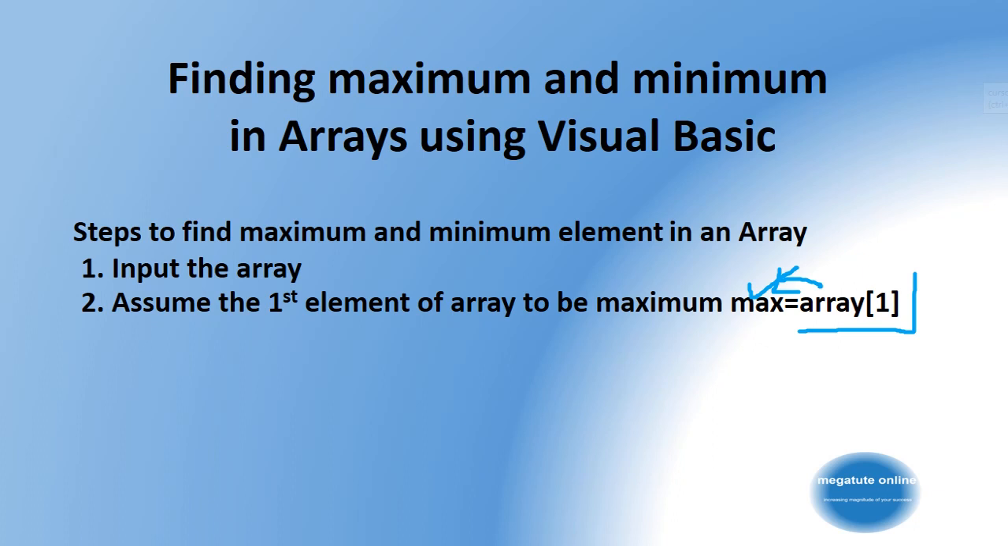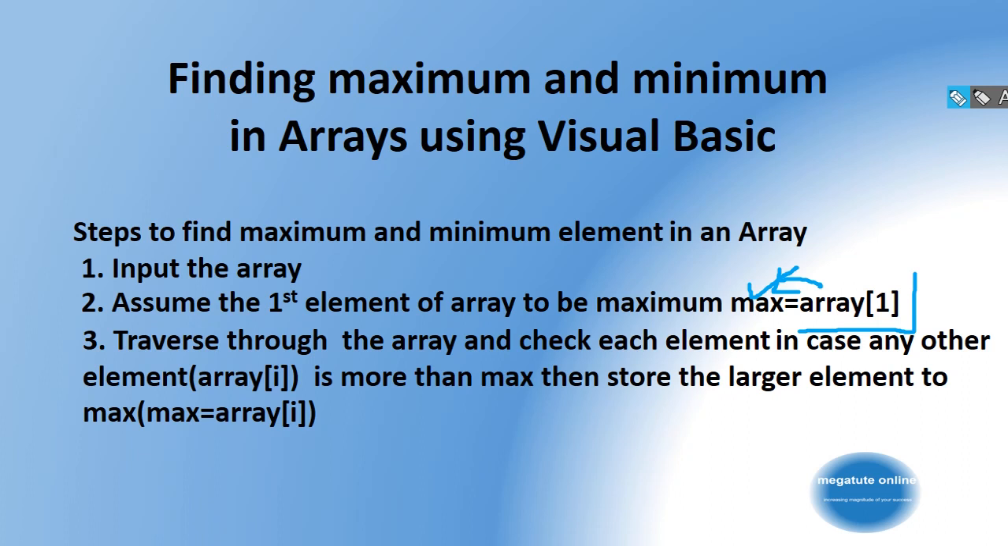Now after that, the second step is you need to traverse the array. Traverse means traveling through the array or accessing every element of the array. So when you traverse the array, in general terms it is array I, and you need to check if any element of the array is more than max. If it happens to be more than max, you just store that element into the variable max, okay, by these steps.